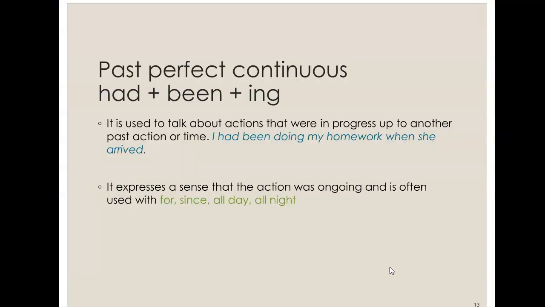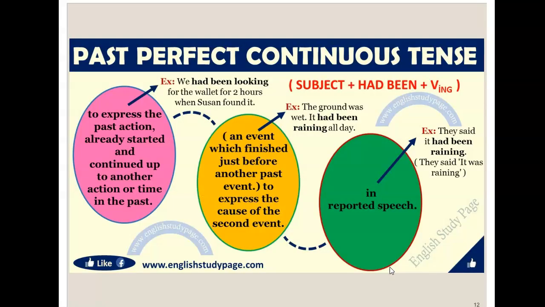Past perfect continuous. So, let's continue. It is used to express a past action that already started and continued up to another action or time in the past. For example, we had been looking for the wallet for 2 hours when Suzanne found it. It is also used for an event which finished just before another past event, to express the cause of the second event.